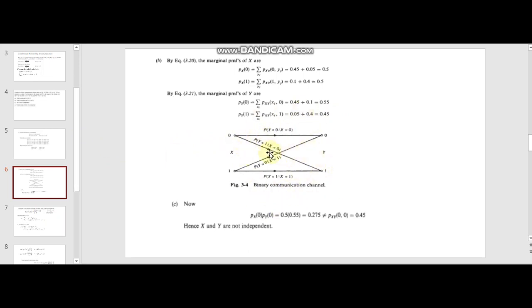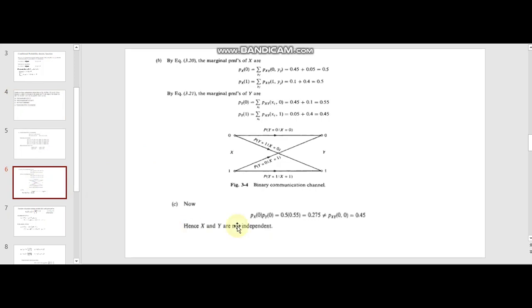This is the communication channel. So the channel, when we transmit 0, it could be a 0, it could be a 1 at output. When we transmit x is equal to 1, it could be a 1 with higher probability, and with lower probability, because of noise, it could be a 0.